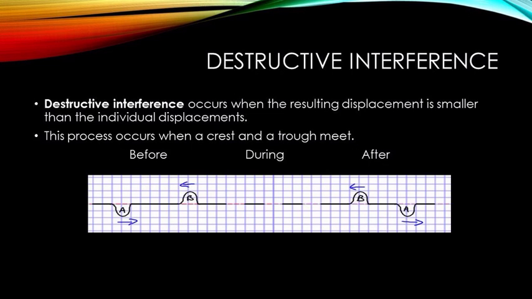In destructive interference, the resulting displacement is smaller than the individual displacements. This process occurs when a trough and a crest meet. So in before, A is a trough and B is a crest, traveling towards each other. When they meet, because they were the same amplitude, there's no wave at all. And then they will continue on at their same size.